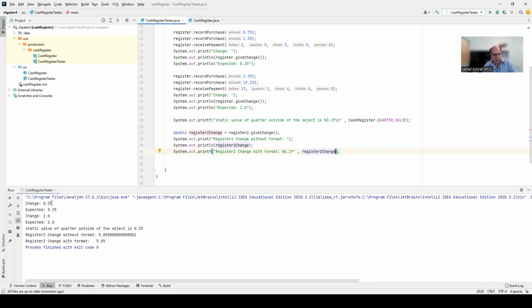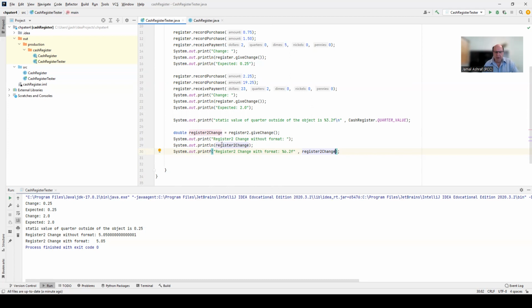so I have change of 25 cents. It was expected to be 25 cents. I got change of $2, was expected to, and that's going through these things. And then the static value of the quarter outside of the object is 0.25. This is where it's coming from. So remember, cash register was here, and I'm calling its static variable right here. So we can do that outside of the class because it's public static.